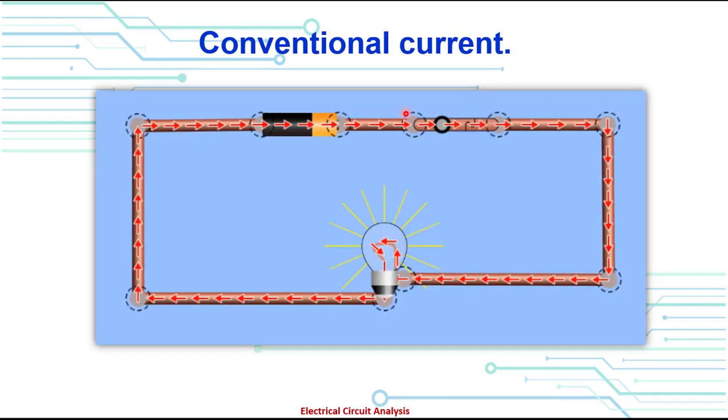Conventional current. The directional flow of conventional current is opposite to the directional flow of electronic current, and it is from positive terminal of the supply towards the negative terminal. In electric circuit analysis, the direction of flow of current is considered to be conventional.